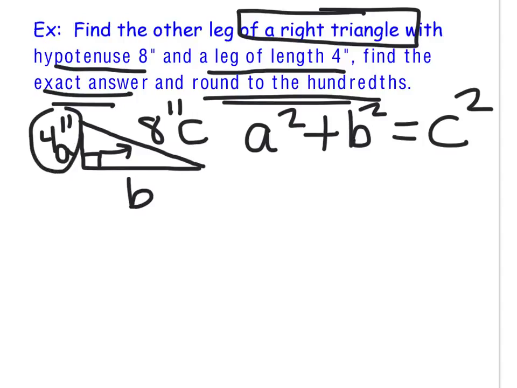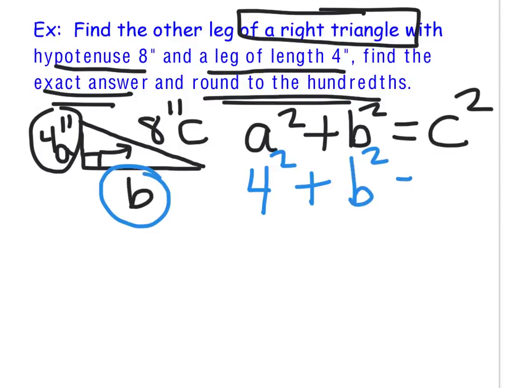So we know this leg over here is 4, so we're going to plug in 4 squared plus B, that's what we're trying to find. So you're going to leave it as B squared, all right, equals C squared, the hypotenuse. We have that is 8, so 8 squared.